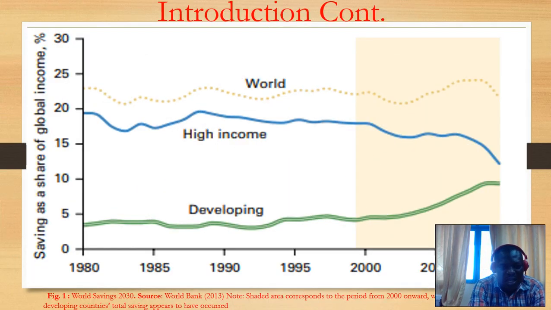This is a World Bank outlook of savings as a share of global income from 1980 to 2009. And the graph clearly demonstrates that developing countries' savings as a percentage of global income is lower than high-income countries, and high-income countries are below the world average. This tells us that developing countries need to do a lot to ensure they promote savings among their population.